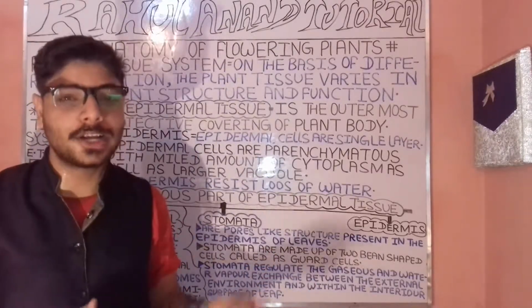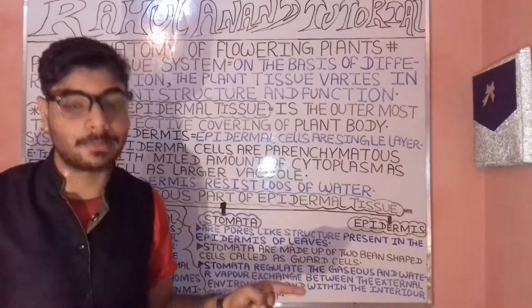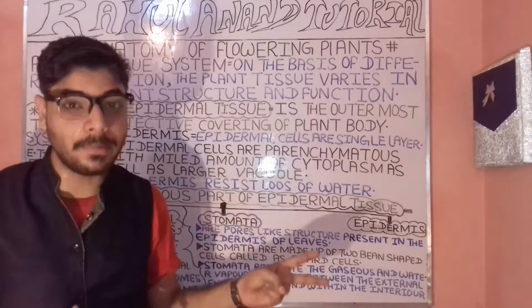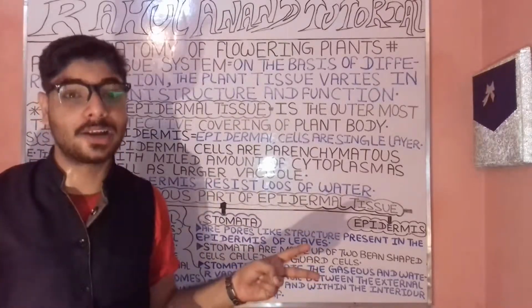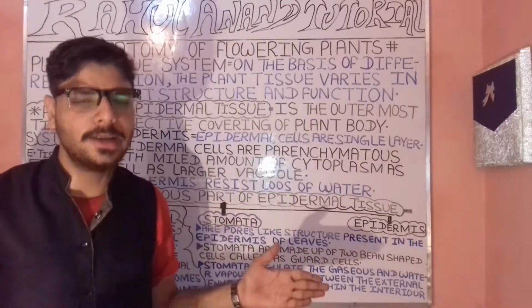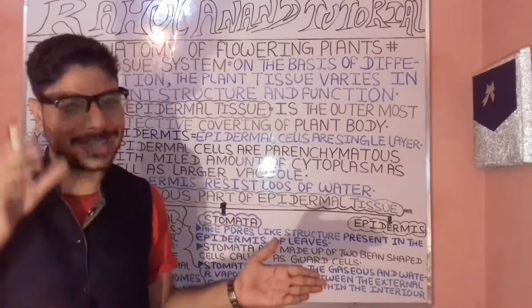Literally, what does it mean? Coming under the lateral meristem. In these we have the cambium, and from the cambium we have the cork cambium as well as the vascular cambium. The vascular cambium gives rise to the xylem as well as the phloem.